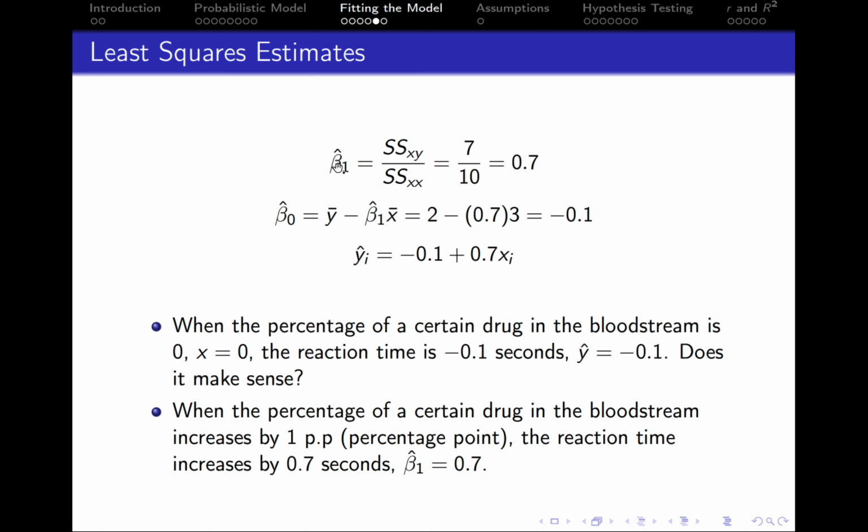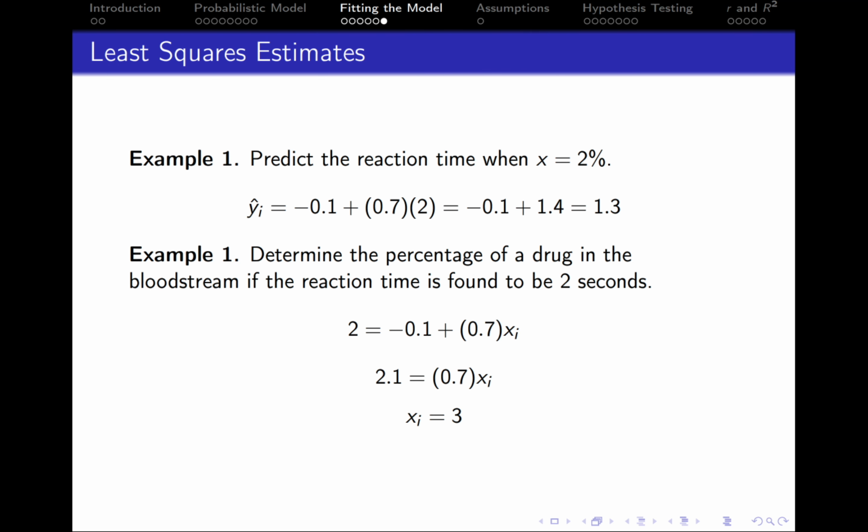And beta 1 can be interpreted in the following way. So when the percentage of a certain drug in the bloodstream increases by 1 percentage point, the reaction time increases by 0.7 seconds. So when x increases by 1 percentage point or 1 unit, y changes by 0.7. So as you can see, 0.7 is nothing else but just the first order derivative of y with respect to x, and it shows the change in y given 1 unit change in x.